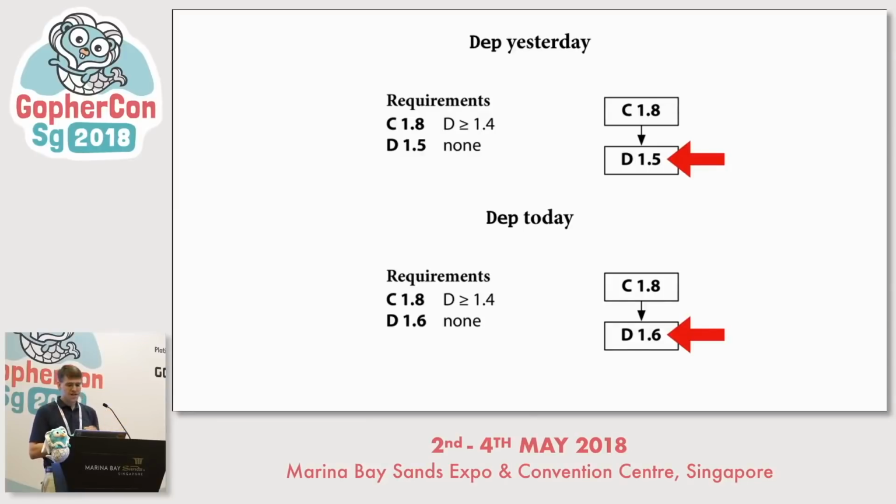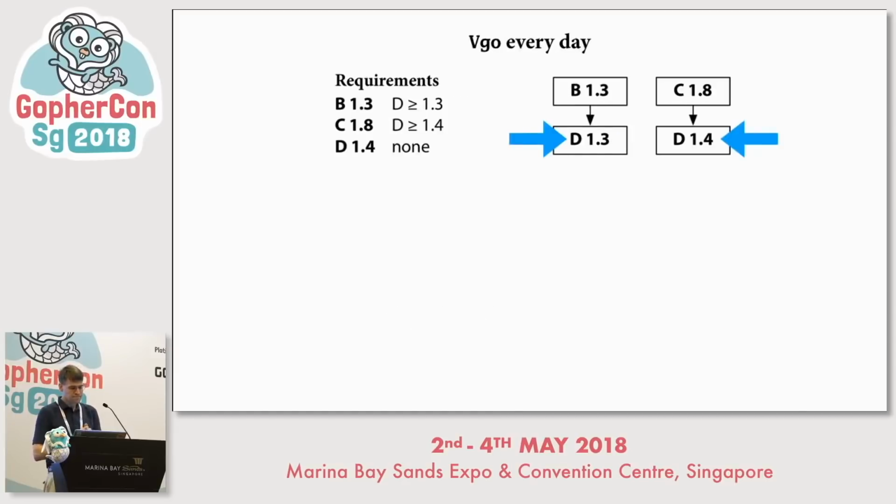Dep starts with this time-based decision about which version of D to use, and then it adds a lock file to override that time-based decision for repeatability. Vigo, instead, makes a decision about which version of D to use in a way that doesn't change over time. And then it gets repeatability in all builds without any kind of lock file override. Vigo's algorithm works like this.